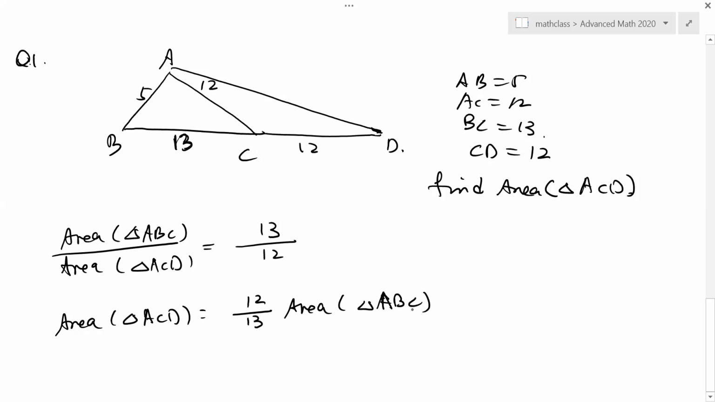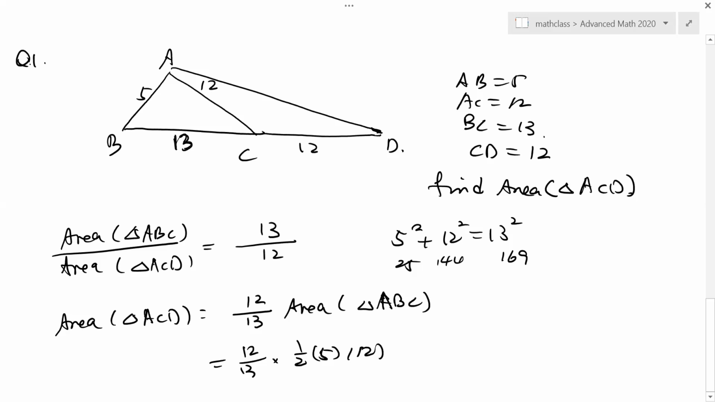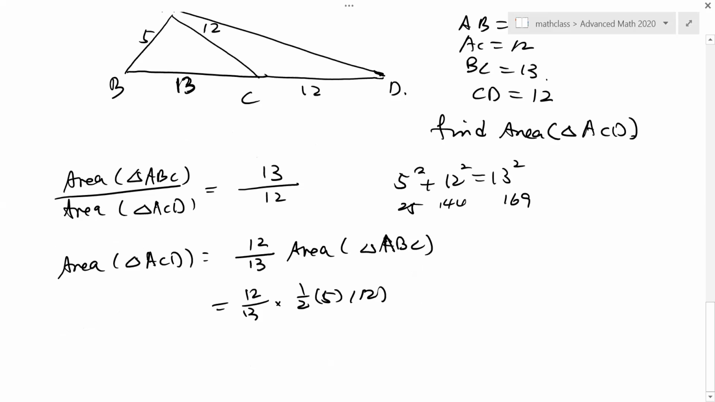For triangle ABC, if it's more arbitrary, you can use Heron's formula. Otherwise, just double check this identity: 144, 25, then 169. Add them together. This is a right triangle, so the area is just half of 5 times 12. Then you multiply them out and you get an answer.